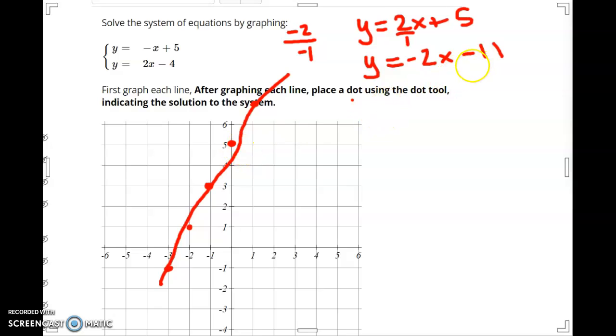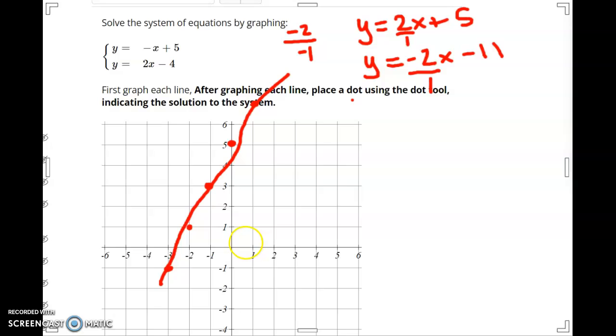Now this one is a bigger problem because we can't even get the -11 on there. It's too low. We also know that from that -11, we're going to be going down and over more because it's -2 over 1. So we need to figure out how to get some points that we can actually graph on here.